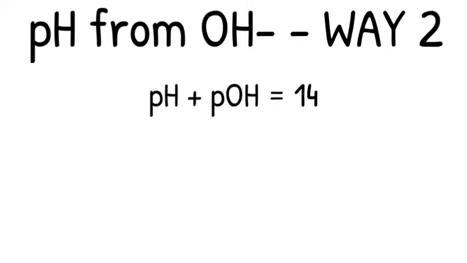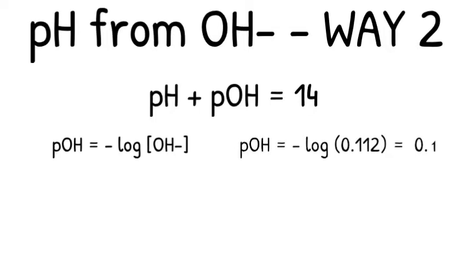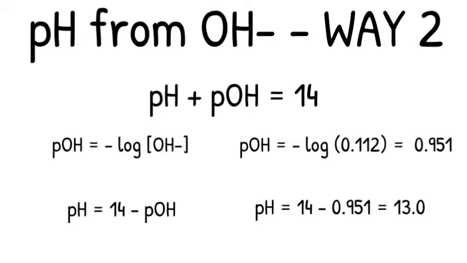pH plus pOH equals 14. So the first thing we actually need to do is calculate the pOH, which comes from the negative log of the OH-. The p actually just means negative log of. So if we negative log 0.112, we get 0.951. So this is our pOH. And now if we rearrange the first equation, we can find the pH by subtracting our pOH from 14. And in this case, as we would expect, we get exactly the same number of 13.0. Either way works really well. You just need to choose which way you're more comfortable with.